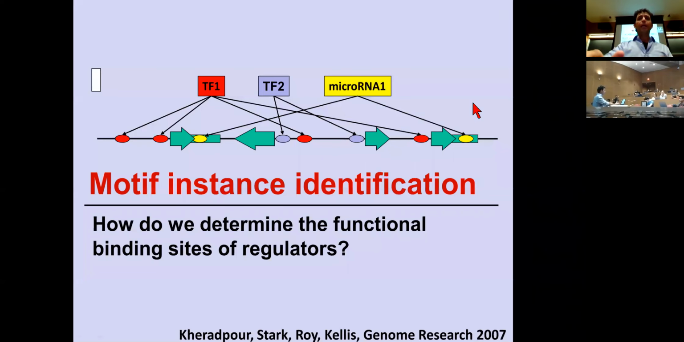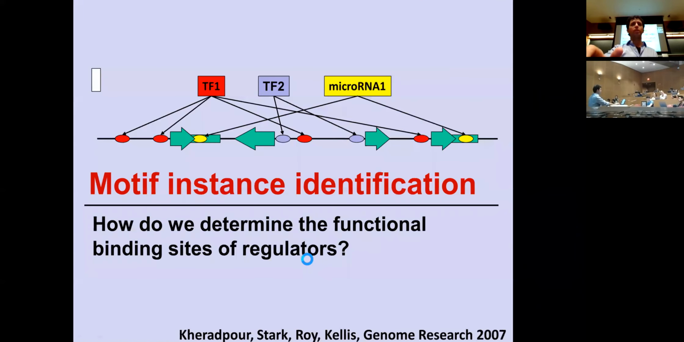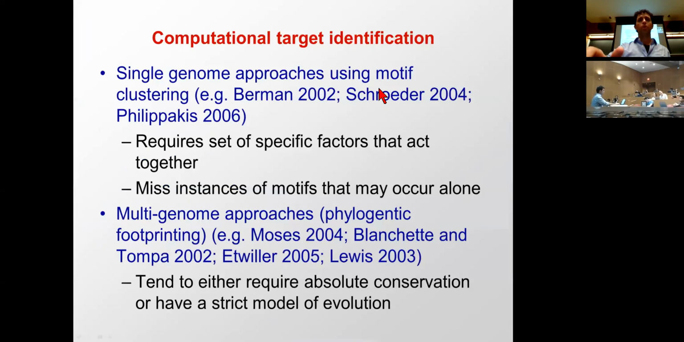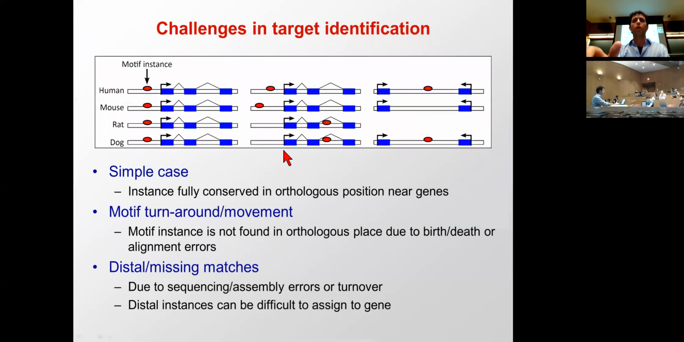All right, so this is now allowing us to discover these motifs de novo, but what we would like to do is also find their individual instances. So this is going from the regulators, knowing the motifs, to the instances. To do this, we normally use experimental methods such as ChIP-seq. But what we wanted to do is use a computational way of finding them. The challenge in target identification is that some instances will be perfectly conserved. Other instances will move around, and will preserve their function even though they're not at the same exact location.